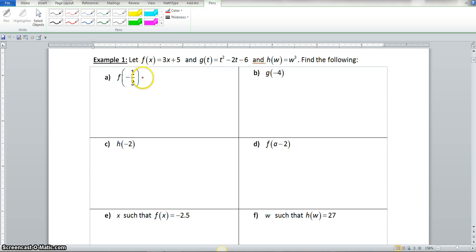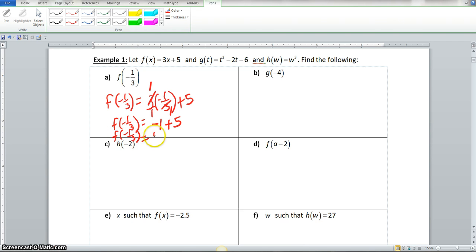So what we have to do is wherever x appears in this function, we will substitute in negative 1/3. So we will have f of negative 1/3 is equal to 3 times negative 1/3 plus 5. Now we could put this 3 over 1. 3 goes into 3 once, 3 goes into 3 once. So basically this is 1 over 1 times a negative 1 over 1, which we know is negative 1, plus 5. So our final answer would be f of negative 1/3 is equal to 4. That would be our final answer.